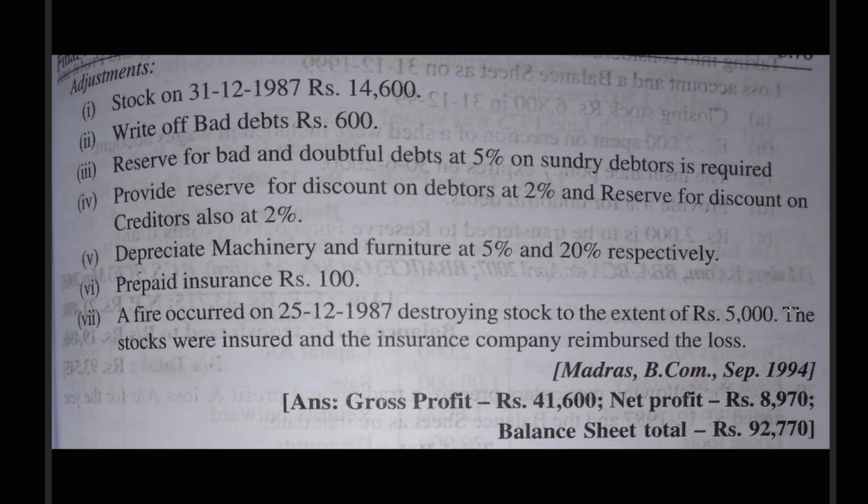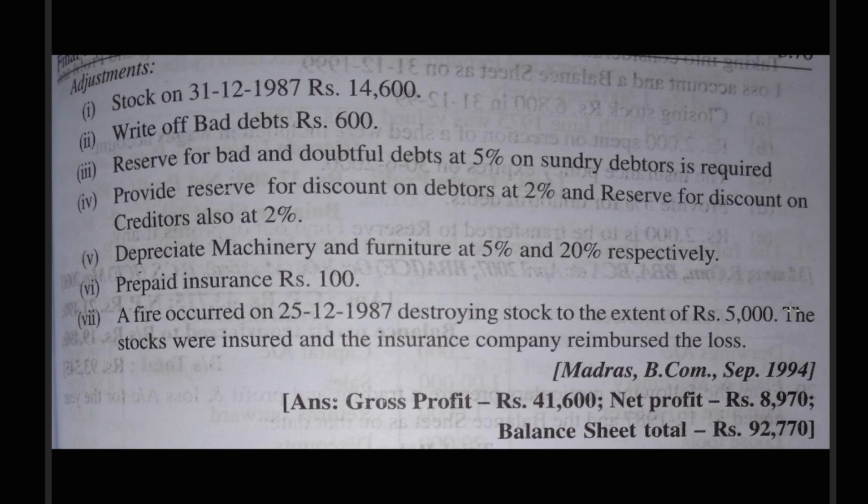Depreciate machinery and furniture. So separately you will show depreciation for each asset. Prepaid insurance is expenses paid in advance. This will again appear both in the profit and loss account as well as the balance sheet. Since this is a prepaid expense, this will be treated as an asset.